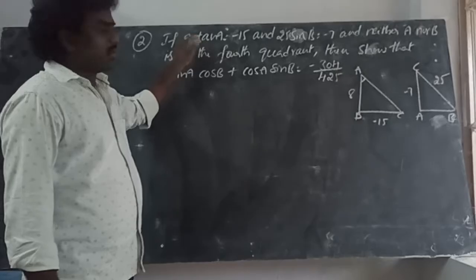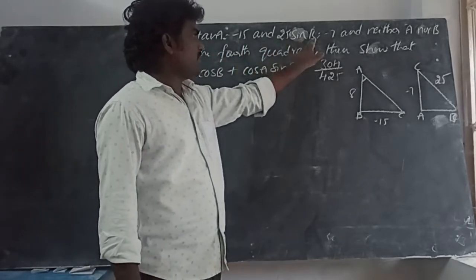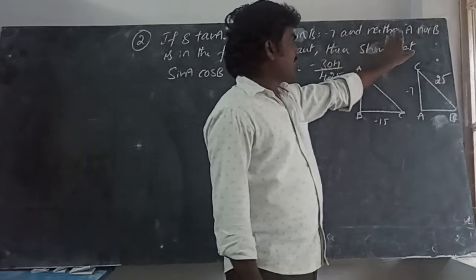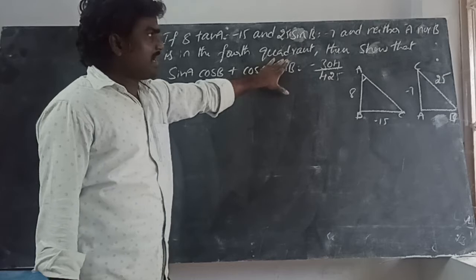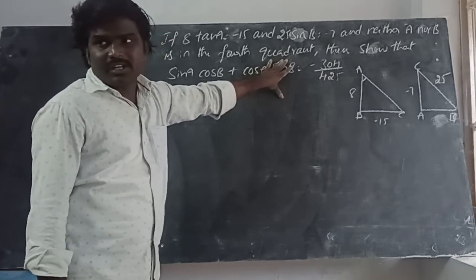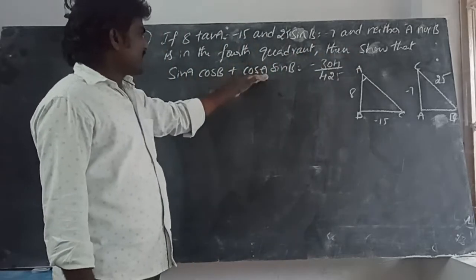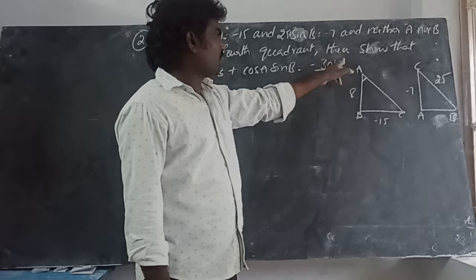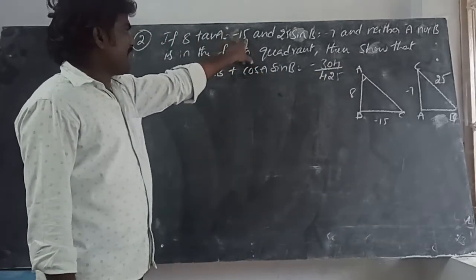If 8 tan A is equal to minus 15 and 25 sin B is equal to minus 7, and neither A nor B is in the fourth quadrant, that means angle A and angle B are not in the fourth quadrant, then show that sin A cos B plus cos A sin B is equal to minus 304 by 425.